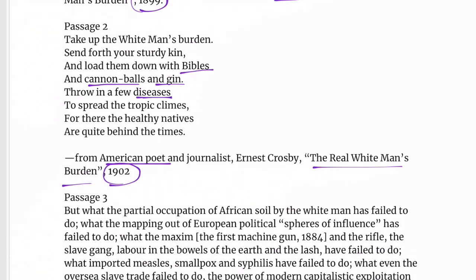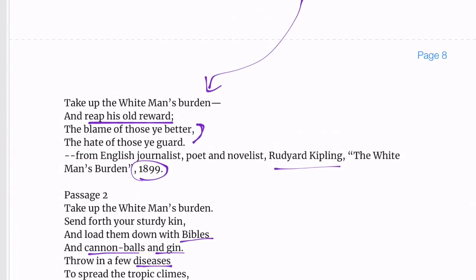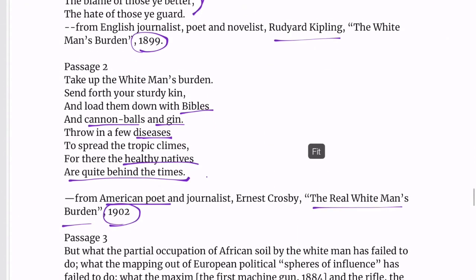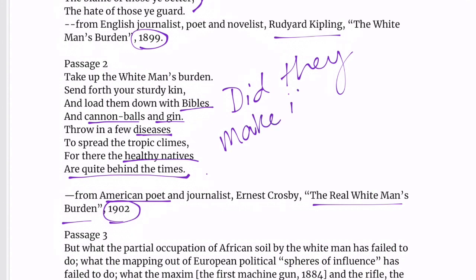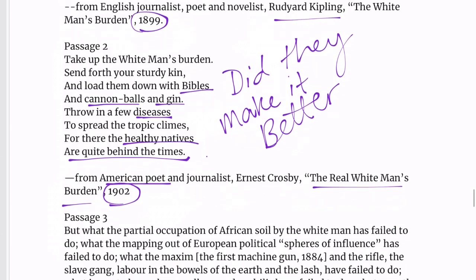And look at these natives. You're helping healthy natives who are behind the times, right? He's kind of making fun of the fact that up here they're saying, hey, we're going to make their lives better. But did they make their lives better? So put that beside that. Did they make it better? No, they really didn't. In most regards, right? We do see some infrastructure being built, but is that worth all the hurt that they brought to the Africans? I don't know. That's kind of up to your opinion.